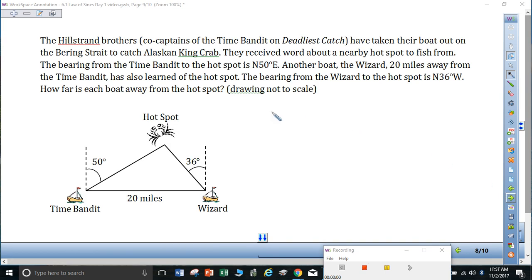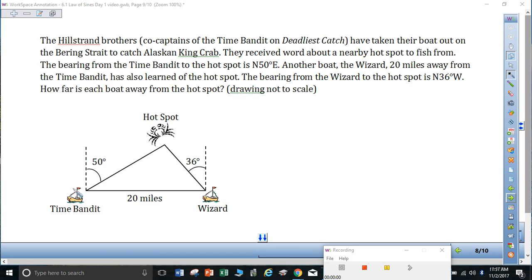Okay, so let's take a look at this problem. It says the Hillstern brothers, who are co-captains of the Time Bandit on Deadliest Catch, have taken their boat on the Bering Strait to catch Alaskan king crab. They receive word about a nearby hotspot to fish from, which means a good place to go. The bearing from the Time Bandit, that's the name of the boat, to the hot spot is north 50 degrees east. So let's take a look at the picture here.